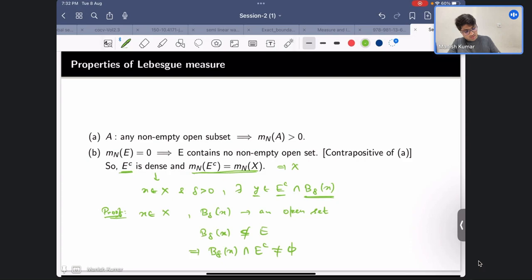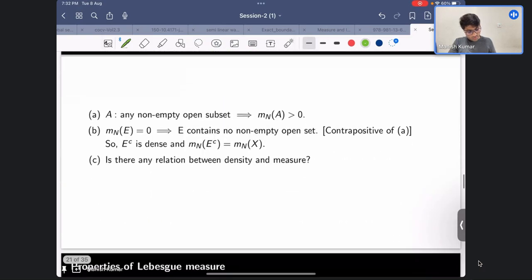So this is how we mean that E complement is dense, and the proof of this one is easy because X is nothing but E union E complement, and by additivity Mn of X is Mn of E plus Mn of E complement. We know that Mn of E is 0, so this is Mn of E complement. Okay, so this is easy.